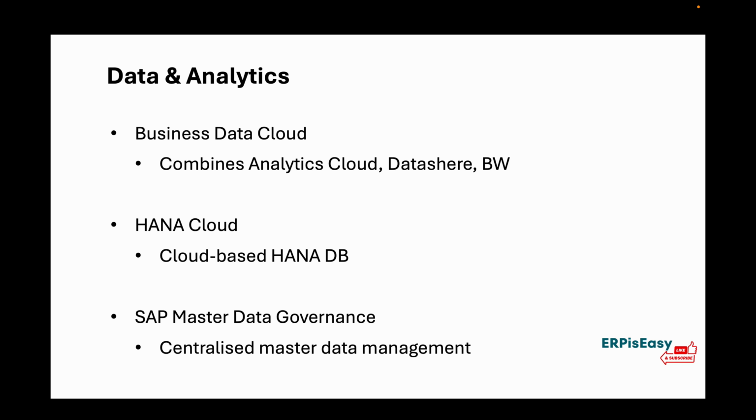SAP BTP offers some powerful analytic solutions like the Business Data Cloud, HANA Cloud, and SAP Master Data Governance. Business Data Cloud combines solutions like SAP Analytics Cloud, DataSphere, Databricks, and Business Warehouse to offer an enterprise-level powerful analytical solution. HANA Cloud brings the power of the HANA database to the cloud. If you're building apps on BTP, you can use the services of the HANA Cloud database. SAP Master Data Governance helps you store and manage your organization's master data in one place, serving as the source of truth for all your SAP enterprise applications.